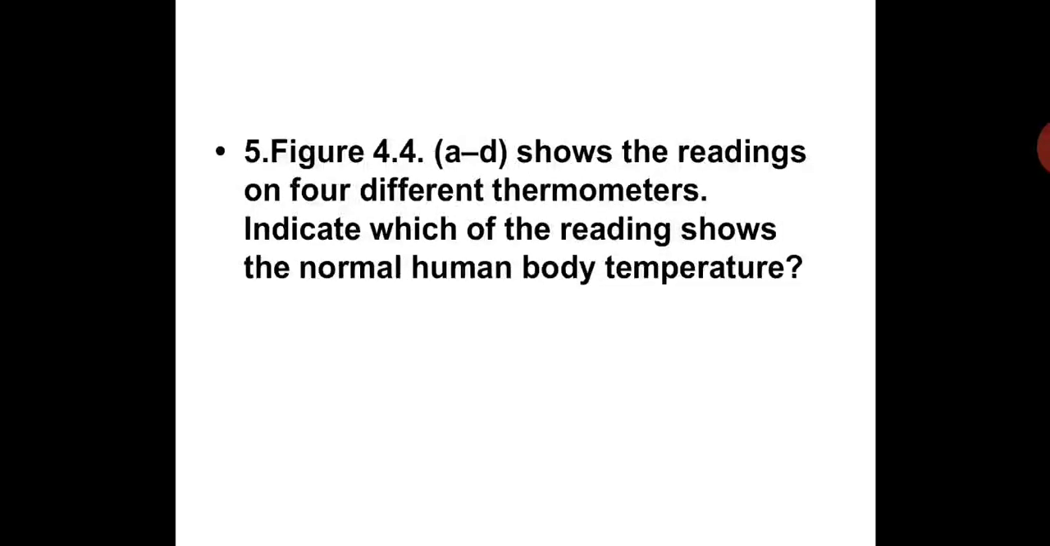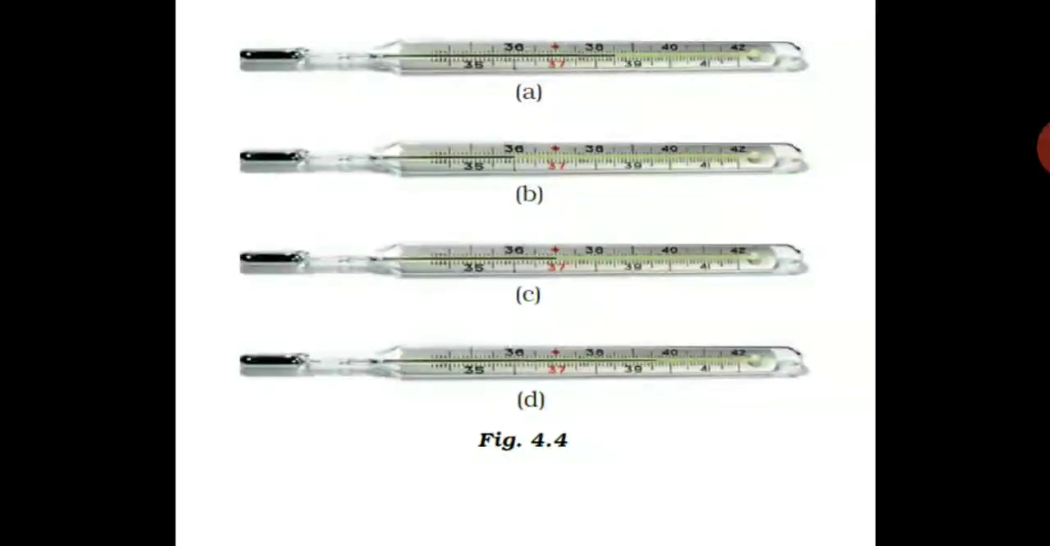Now question 5 over here: figure 4.4, A to D, shows the reading on 4 different thermometers. Indicate which of the readings show the normal human body temperature. This also we have studied in a previous session. So over here you have 4 thermometers. Which among these will show a correct human body temperature? You need to find one. So you need to write the question and the correct option.